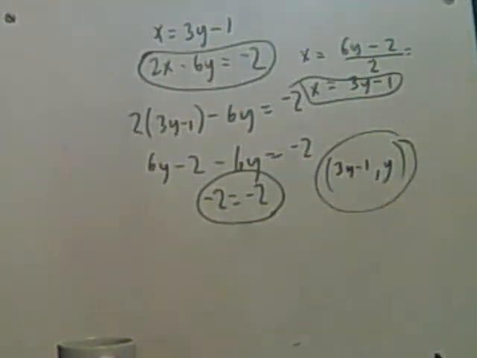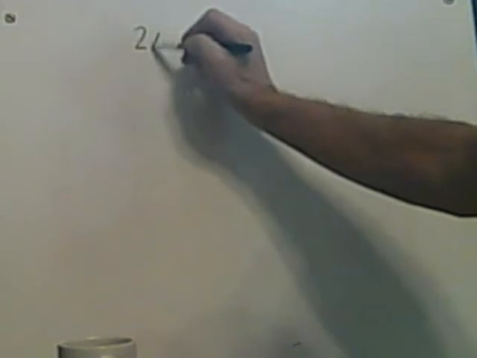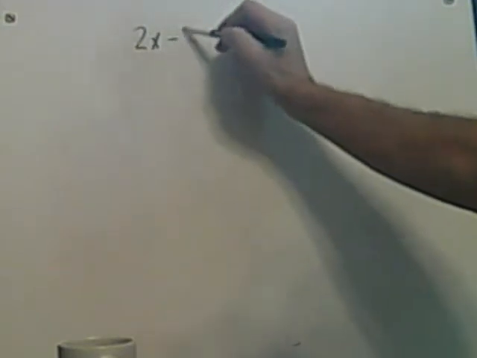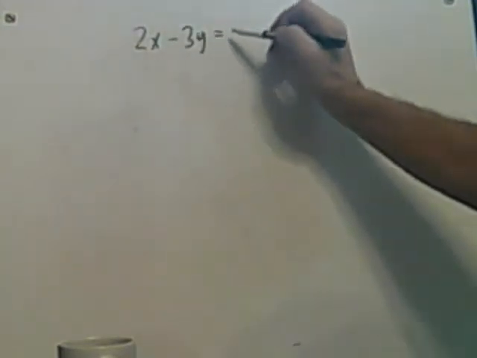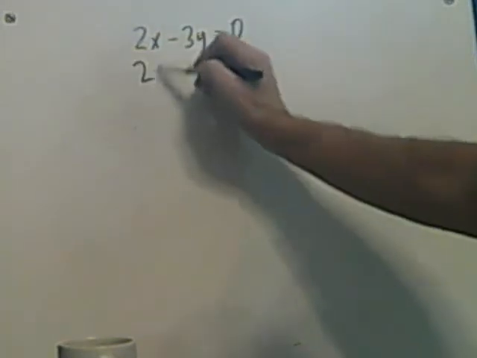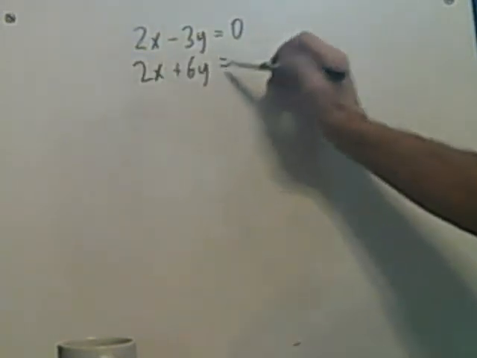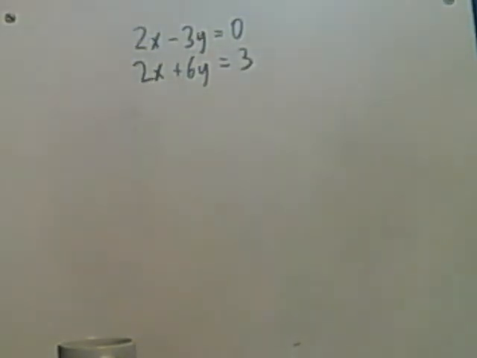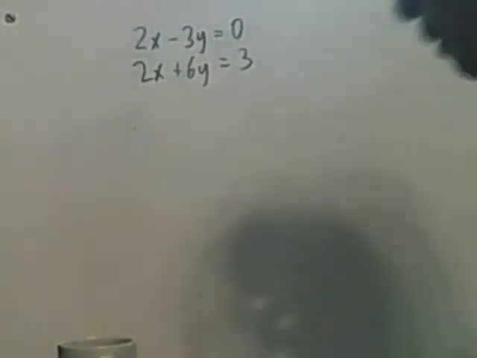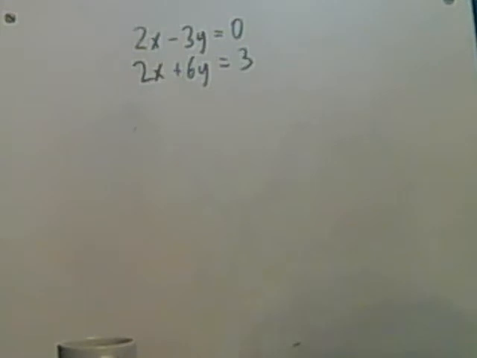Now we're going to use the elimination method instead of the substitution method. I normally prefer the elimination method. I like it. And here's how it works. 2x minus 3y equals 0. 2x plus 6y equals 3. Okay, now the idea here is to combine the two equations to eliminate a variable.